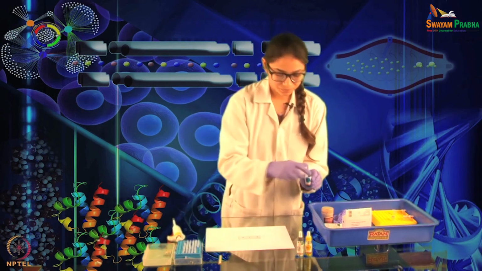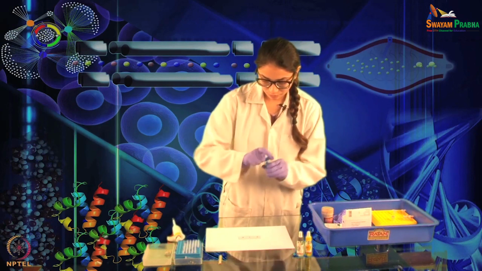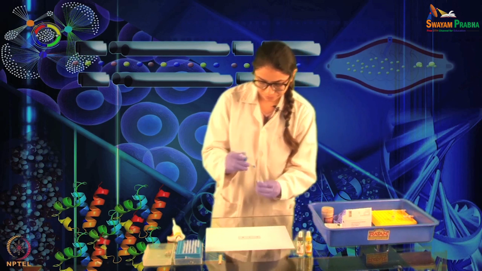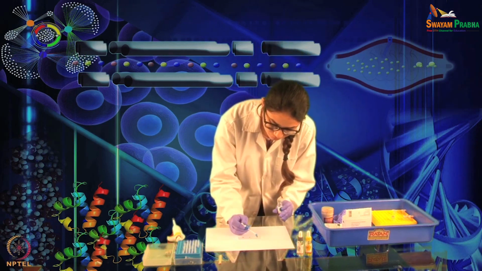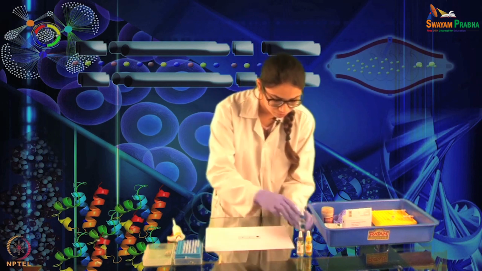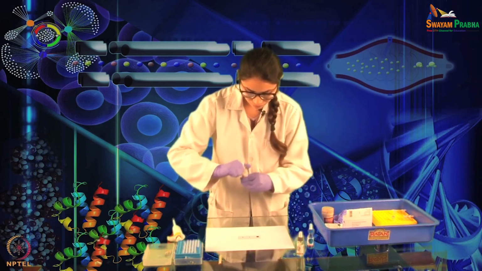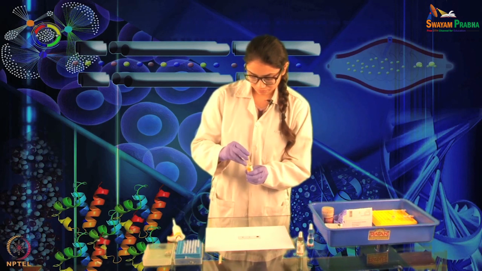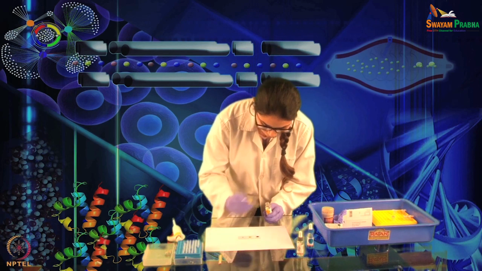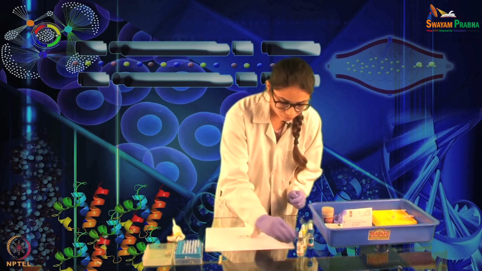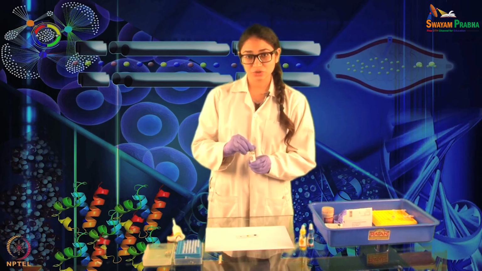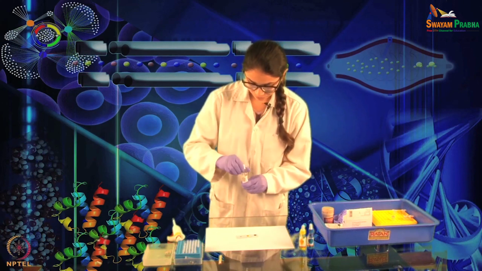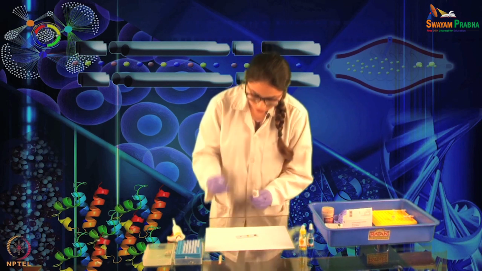This is anti A. I am going to pour 1 drop of anti A to the first drop of blood. Anti B to the second drop of blood. And anti D, which is used to determine the Rh antigen on the blood surface. I am going to add anti D on the third drop of blood.